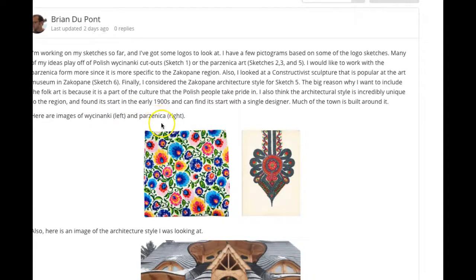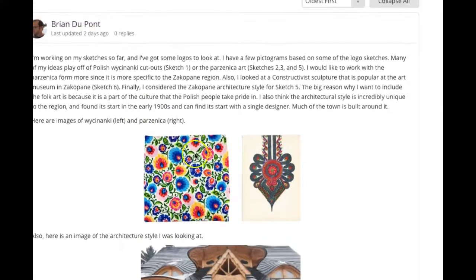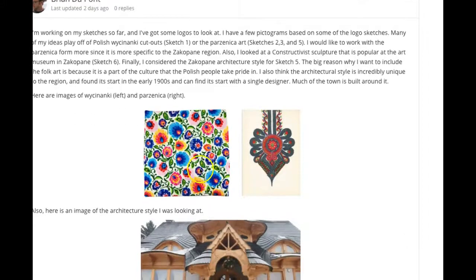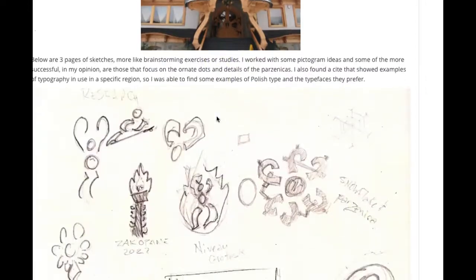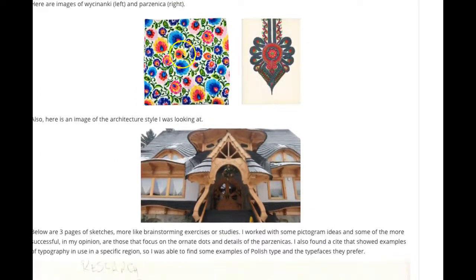and the Parzenica. And then I would just do this. I would say, okay, here's my Wysenaki and/or Waikanaki. And then I would say, this is my inspiration for the following sketches. Then I would list all the sketches that are associated with that, whether they be pictograms or logo ideas or both or whatever, however it works. And so these are my ideas based on this visual, okay?